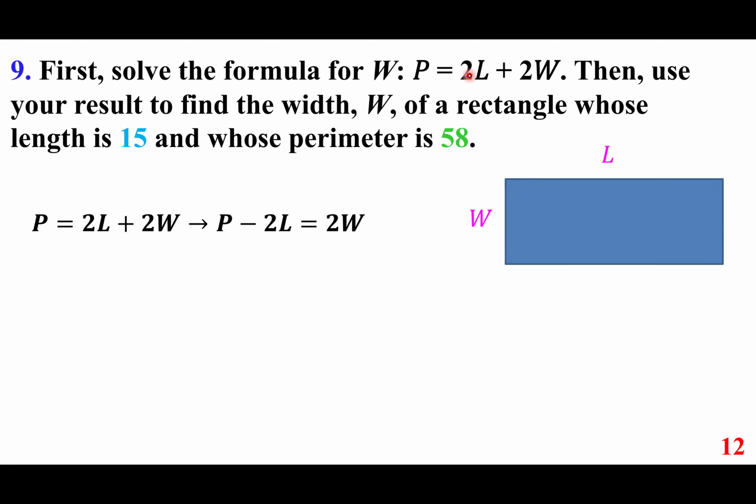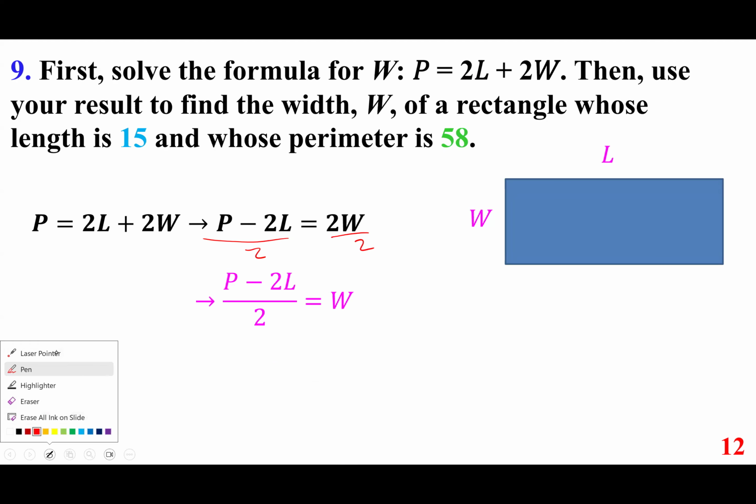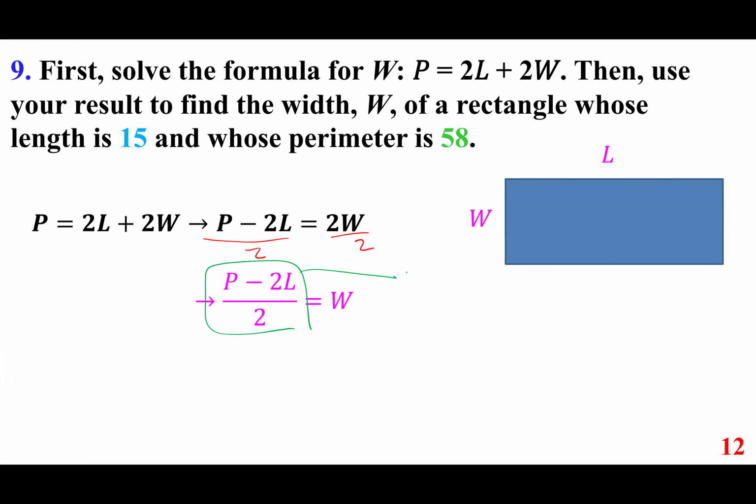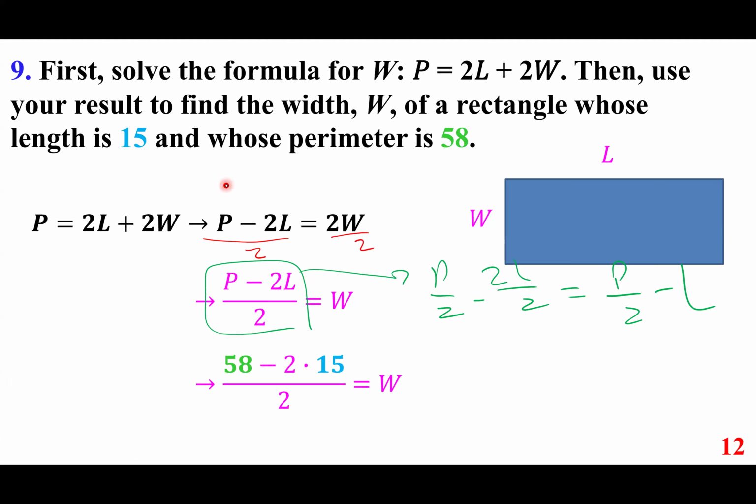P minus 2L equals 2W. Divide both sides by 2. Now, one thing I want to make a point of, because this common mistake happens, is that you can't get rid of the 2 from the top and the bottom because 2 is not in common. If you want to do that, this is how you write this: P over 2 minus 2L over 2, which is P over 2 minus L. That you can do. Now we're going to plug in, which means P is replaced with 58, L is replaced with 15.